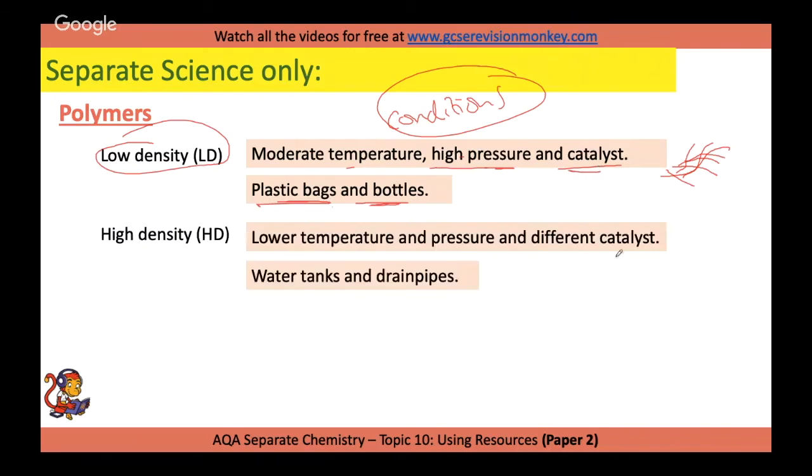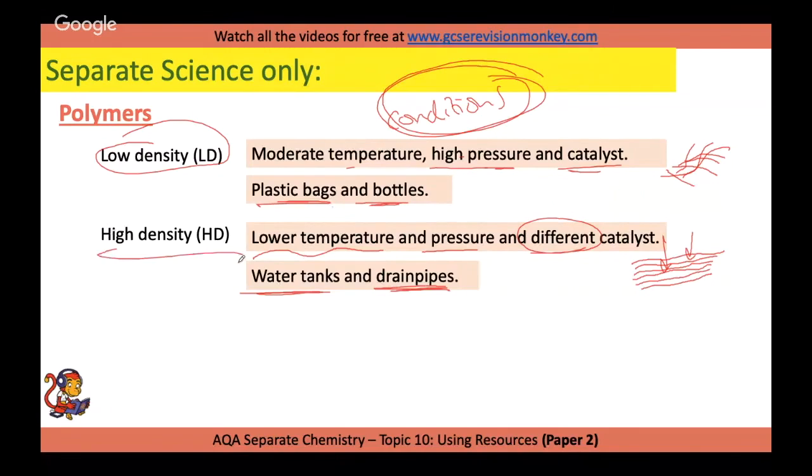A high density polymer, the polymer strands are much closer together and you can push them closer together. They make a really hard plastic polymer because you can squish all those together. You make those at a lower temperature and pressure, and you use a different catalyst. So the conditions for making the polymer are really important. They're useful for things such as water tanks and drain pipes. And much harder plastics are your high density ones, things like helmets and things like that.